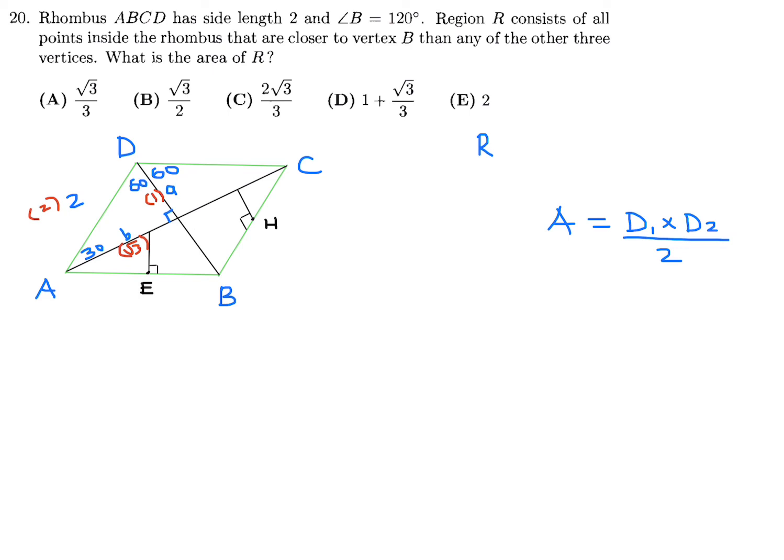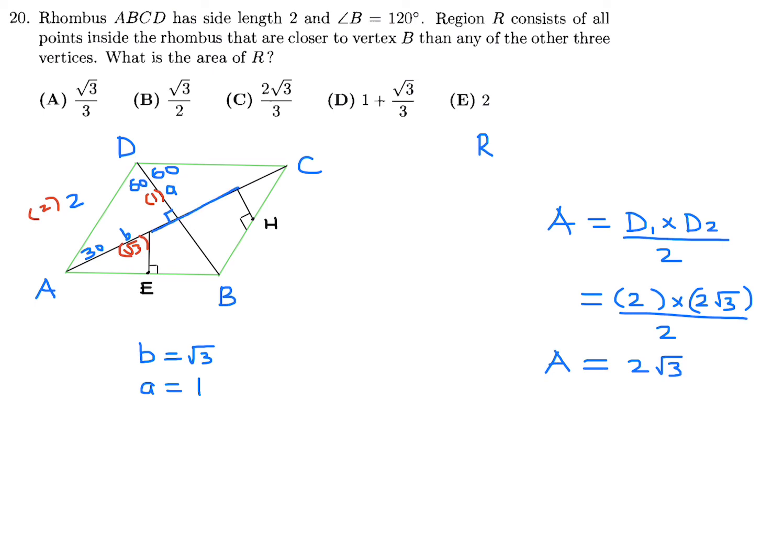That means very conveniently our values end up to be B is root 3 and A is 1. So our diagonals, D1 is basically 2A, which is 2, and D2 is 2B, which is 2 root 3, all divided by 2. So that area basically is 2 root 3. And that is the area, the full area of the rhombus. Now we have to figure out just this region right here. And you do that as follows.